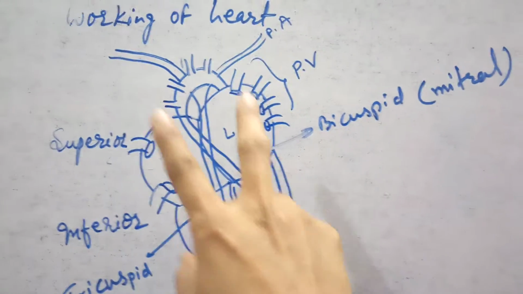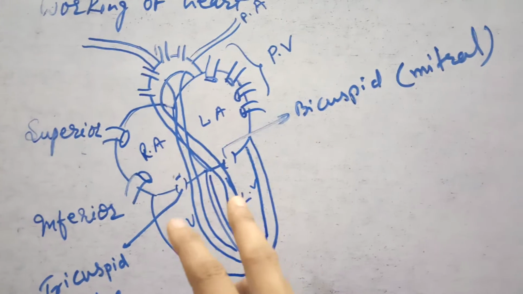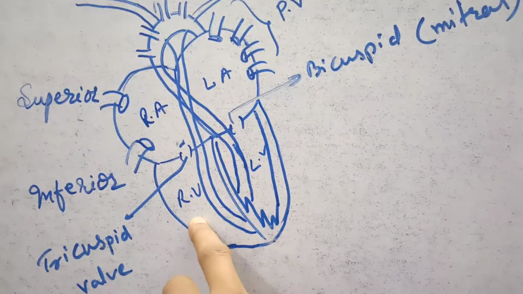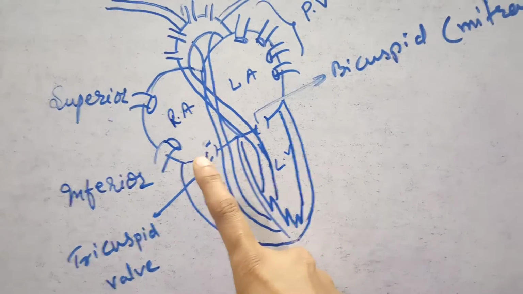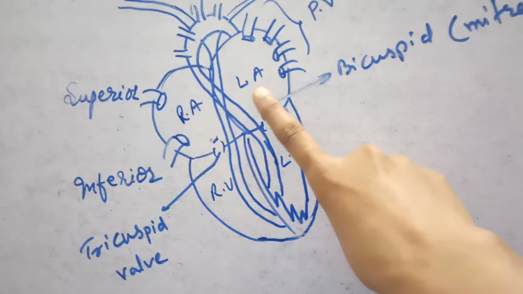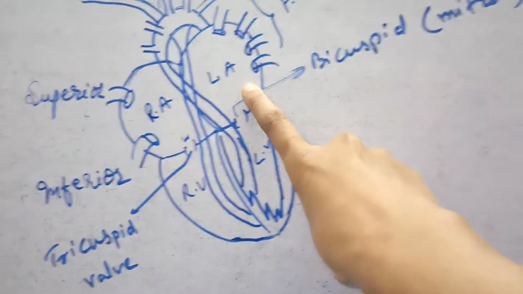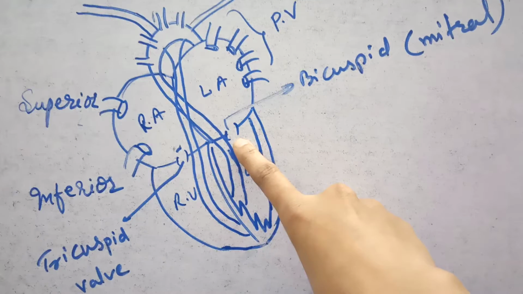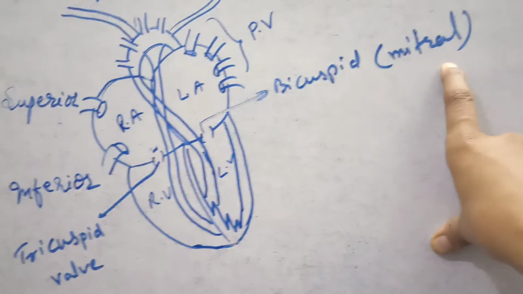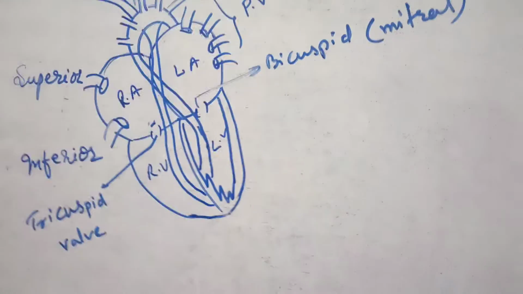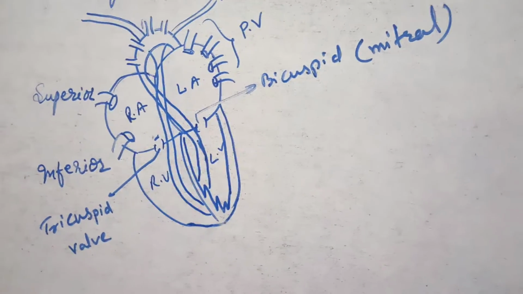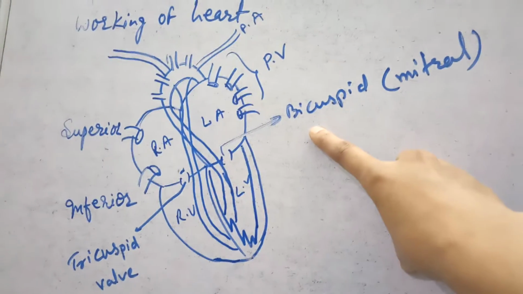When these two auricles get saturated by their respective blood, then during contraction the right atrium pushes the blood into the right ventricle by means of a three-walled valve, called the tricuspid valve. And the left auricle pushes the pure blood into the left ventricle by means of a two-flap valve, called the bicuspid valve, or also the mitral valve. So don't get confused, the mitral valve is only another name for the bicuspid valve.